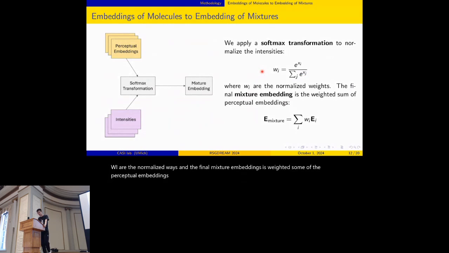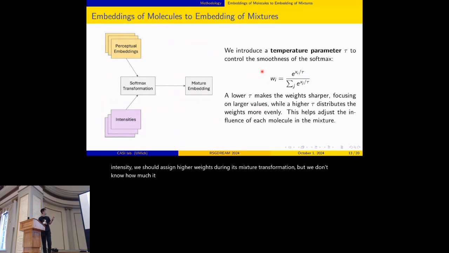And intuitively, we know that if a single molecule has higher intensity, we should assign higher weight during its mixture transformation, but we don't know how much it matters. So we introduce a temperature parameter tau to control the smoothness of the softmax. A lower temperature makes the weights sharper, focusing on larger values, while a higher temperature is closer to the average. And this really helps us adjust the influence of each molecule in the mixture.